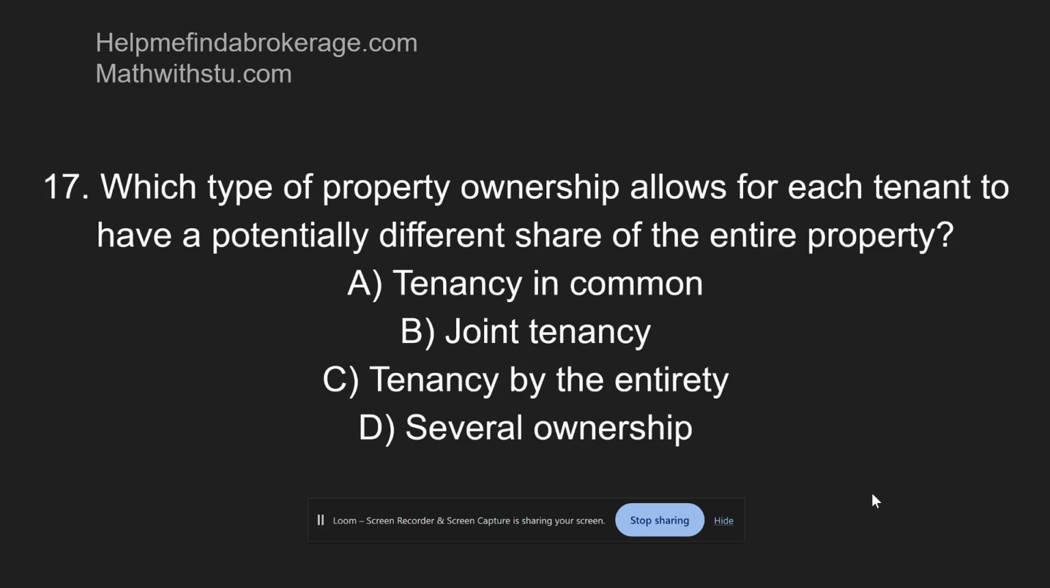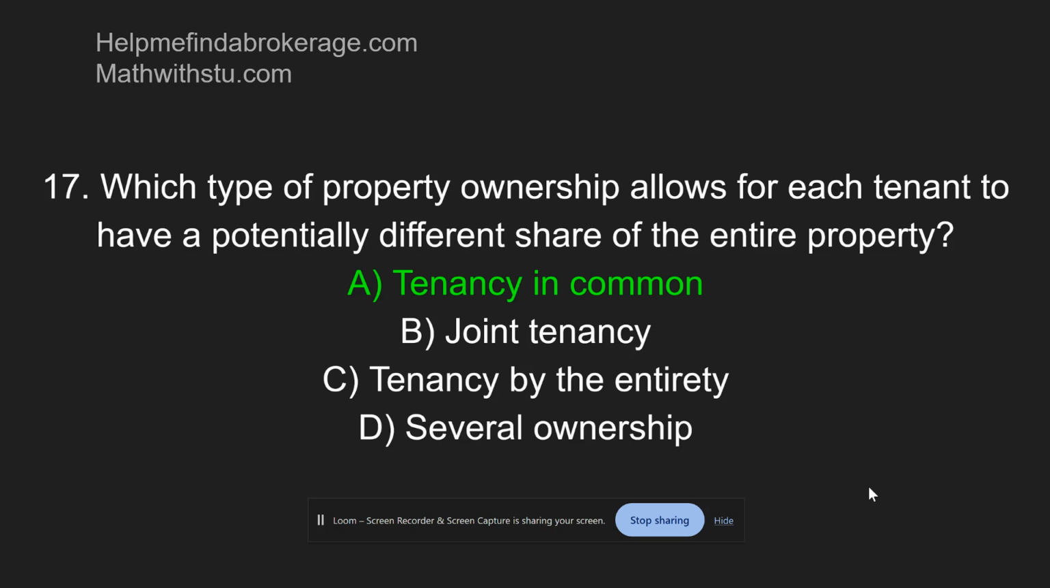So here's the thing. It's not going to be several ownership. It would actually be ownership in severalty, but that's not going to be it. It's going to be tenancy in common. So in tenancy in common, you could have someone own 50%, someone owns 60%, someone owns 40%, right?